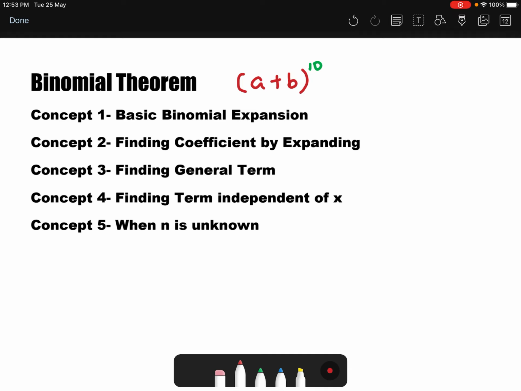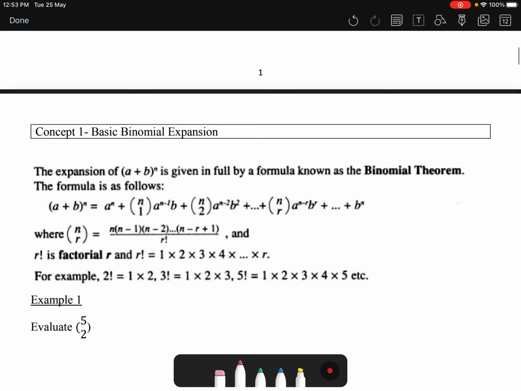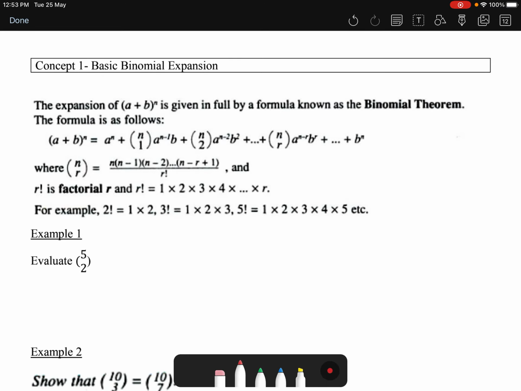The first concept will teach us how to expand basic binomial terms. Okay, so let us take a look. Concept 1. The binomial theorem formula is given as such: a plus b to the power of n is equal to this plus this plus this, and so on and so forth. You notice that there's a bracket n 1, then a bracket n 2, and the general term is n r. This is what we call n choose r. I prefer to write it this way, n choose r.